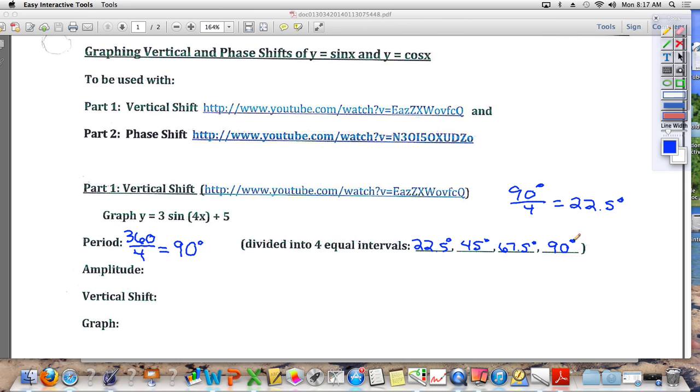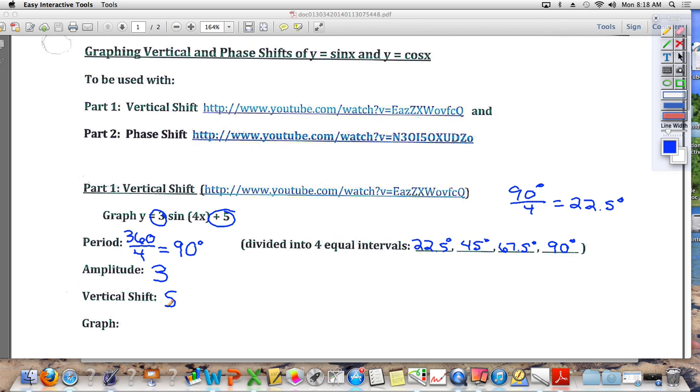What is the amplitude? 3. The amplitude is 3. It's the number that shows up in front of the sine. What is the vertical shift? 5. The vertical shift is going to be a +5. So you take that graph and you shift it up 5 units. The vertical shift here comes from this number right here.